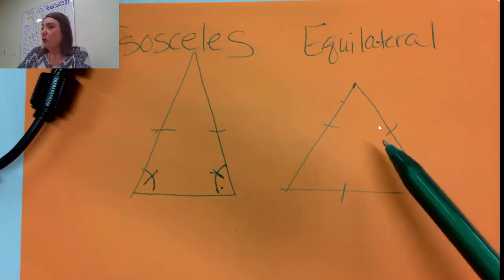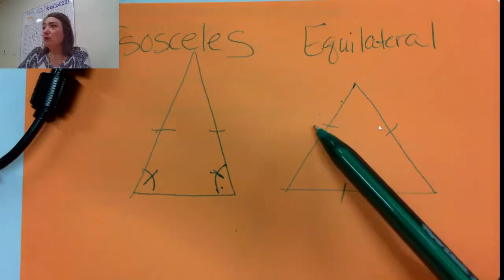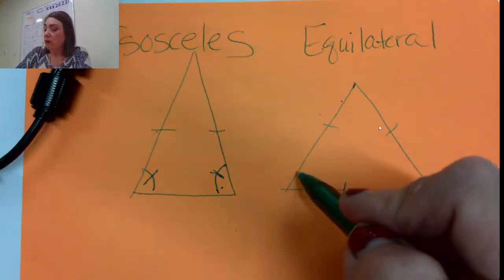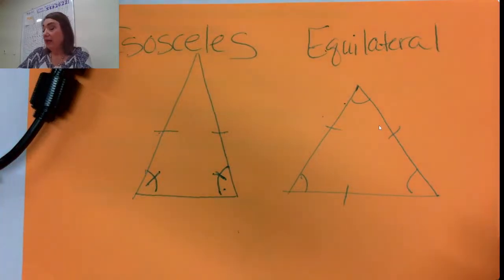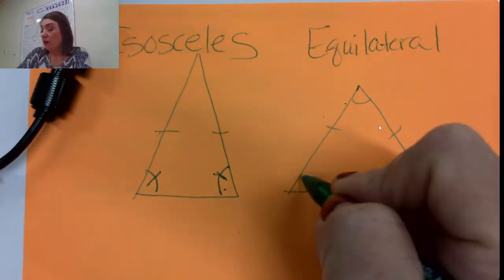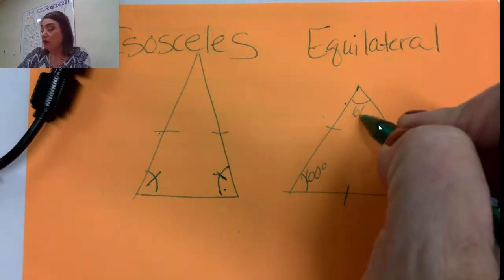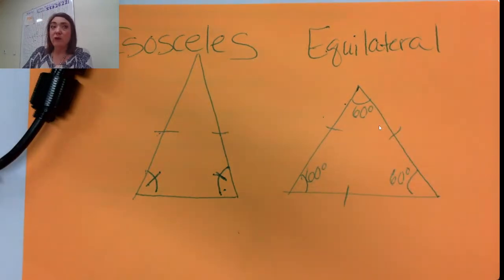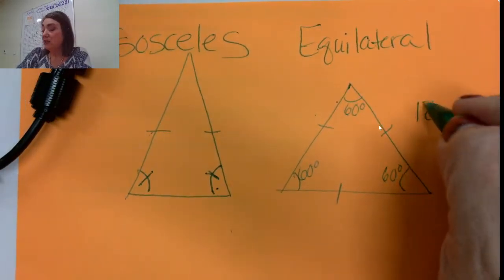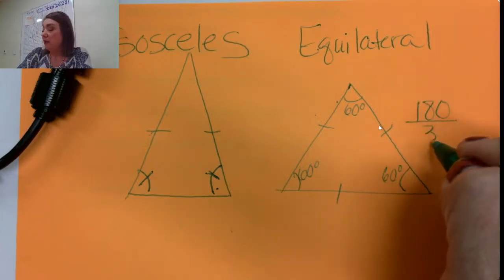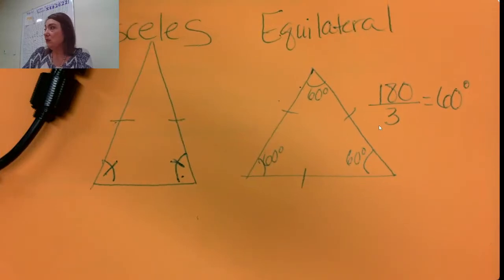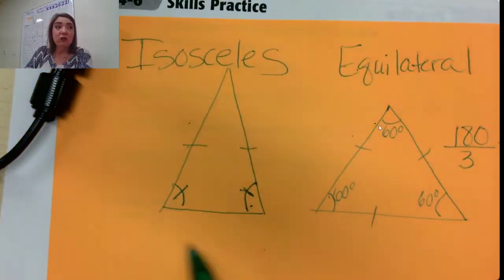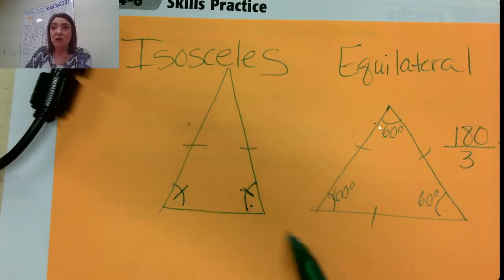Okay. Now, what also is true if all three sides are the same? All three angles are the same. And they're all 60 degrees. No matter how big that triangle is, they're all 60. Because if you have a sum of 180 and you divide that by 3, all three of them have to be 60. Now, that's not the case over here when we're talking about isosceles triangles.